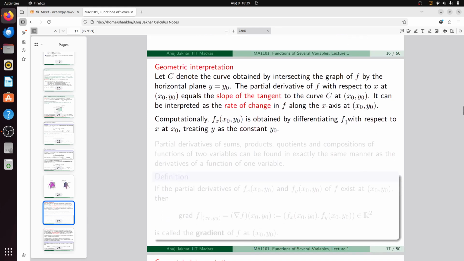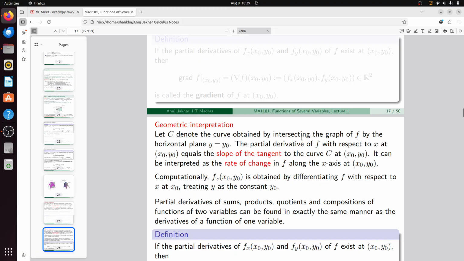Now this is the geometric interpretation. Again, denote the curve obtained by intersecting the graph of f by the horizontal plane y equal to y0. The partial derivative of f with respect to x at x0, y0 equals the slope of the tangent to the curve C at x0, y0. It can be interpreted as the rate of change of f along the x axis at x0, y0. That I have told earlier: it is the increment in the x direction of the function divided by the increment you are providing in the axis, the axial increment, that means h or k, whatever.